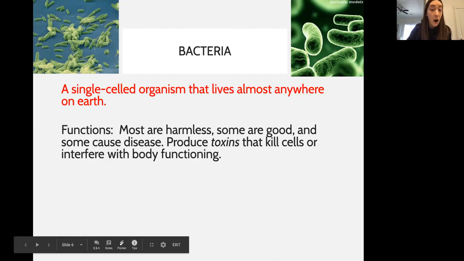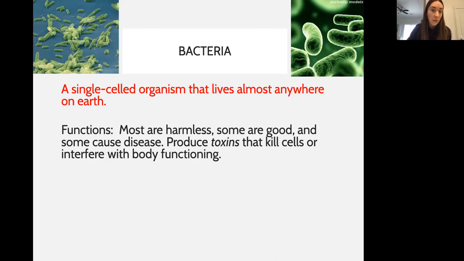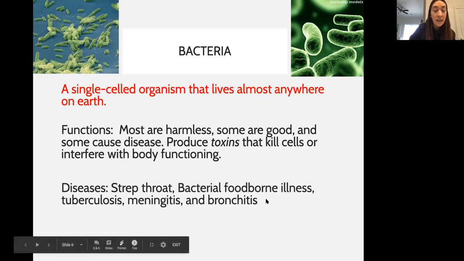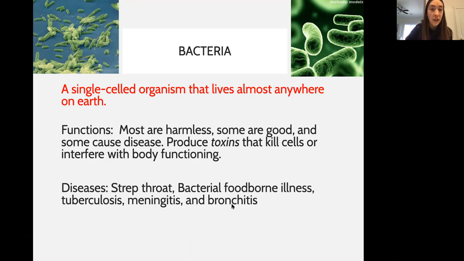Most bacteria are harmless, some are good, and some cause disease. The ones that cause disease produce toxins that kill cells or interfere with your bodily functions. Some common bacterial diseases include strep throat, foodborne illnesses, tuberculosis, meningitis, and bronchitis. These endings, "itis," mean inflammation. So anytime you see "itis," that means inflammation. Bacterial diseases are often going to cause inflammation to something.